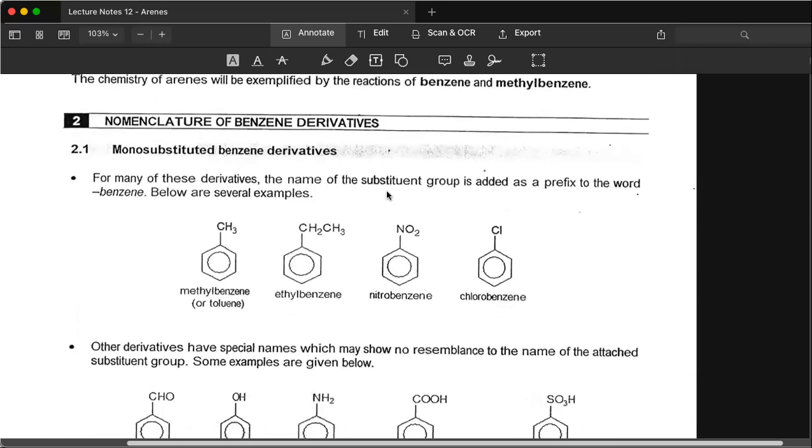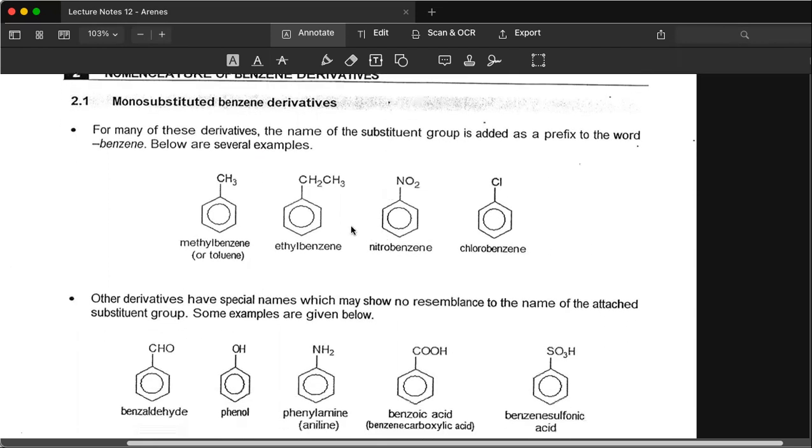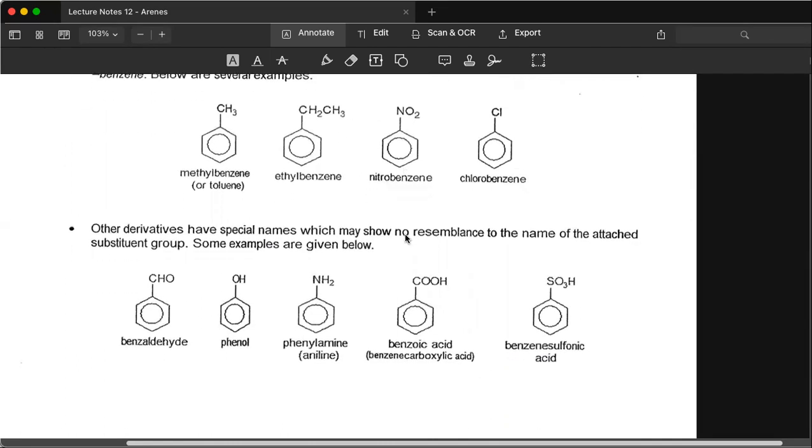This is the nomenclature of benzene derivatives, which include mono-substituted benzene derivatives. The name of the substituent group is added as a prefix to the word benzene. We have methylbenzene or toluene, ethylbenzene, nitrobenzene, and chlorobenzene.